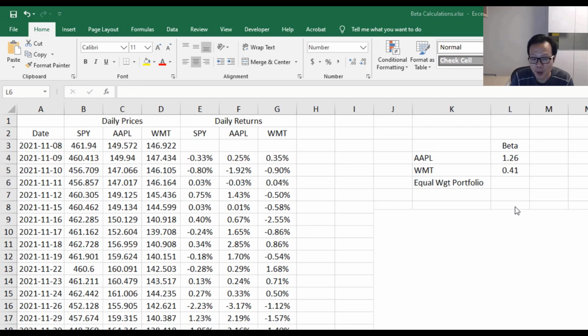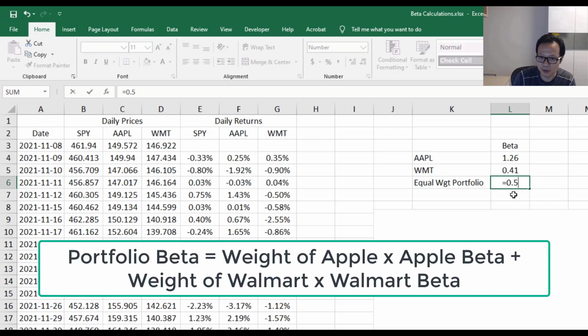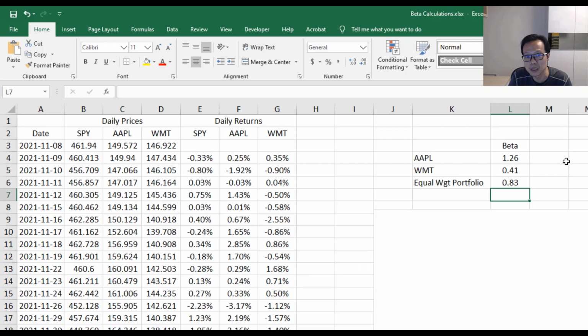Now, what if we have a portfolio comprising 50% Apple and 50% Walmart, and we want to know what is the beta of this portfolio? Actually, it is very straightforward, because the beta of a portfolio is simply the weighted sum of the betas of all its component stocks. So what we need to do here is just set in the formula equals to 0.5, because we have 50% in Apple, multiplied by the beta of Apple, and add to it 0.5 times the beta of Walmart, and this gives us 0.83. So 0.83 is the beta of this particular portfolio at this point in time. That means that for every 1% the S&P 500 moved, you would expect this portfolio to move 0.83%.